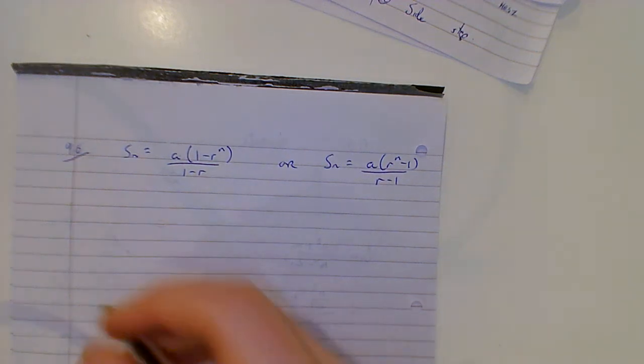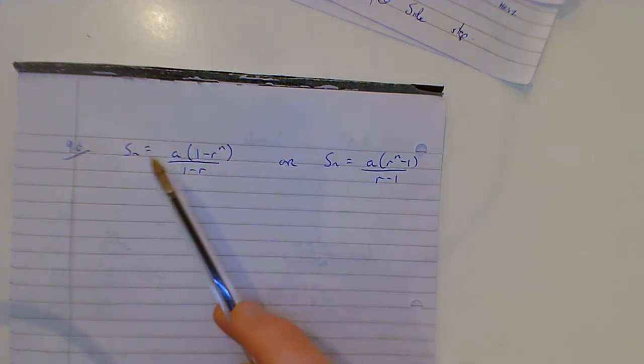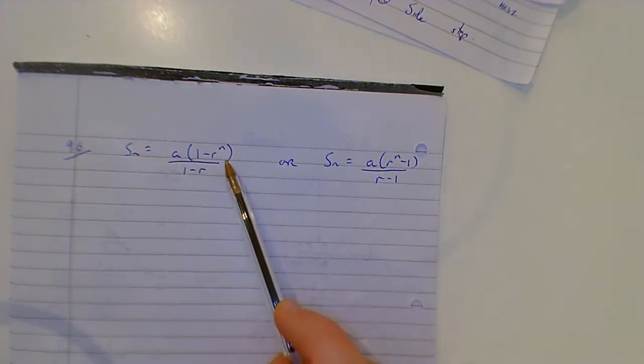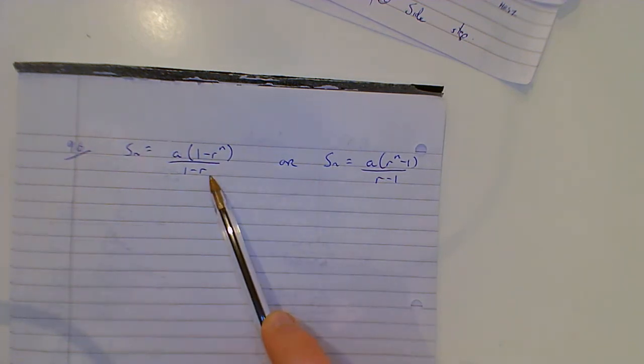Okay, 9.6. So we're running through this. This is fundamentally to deal with the sum. Similar as before, a is the first number, r is the ratio, n is the number in the sequence. Now, I've given you two different ways. The book is just giving you this way.